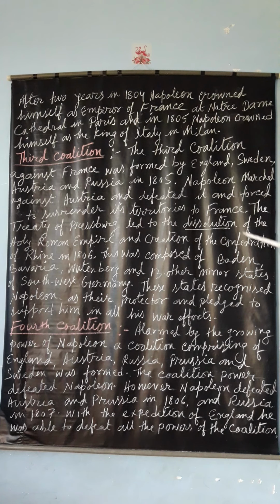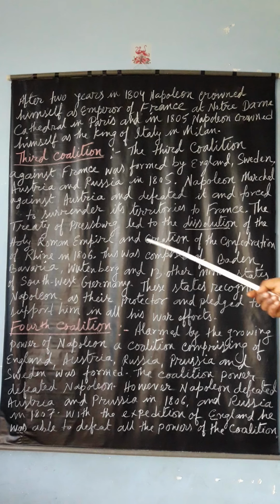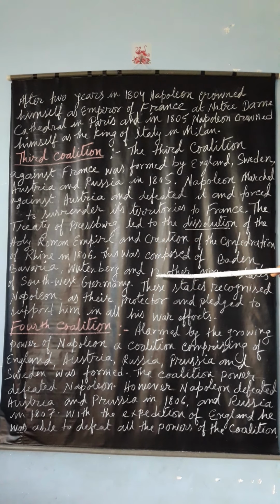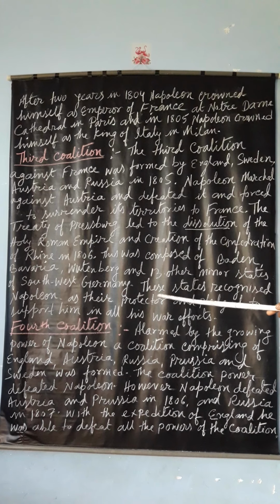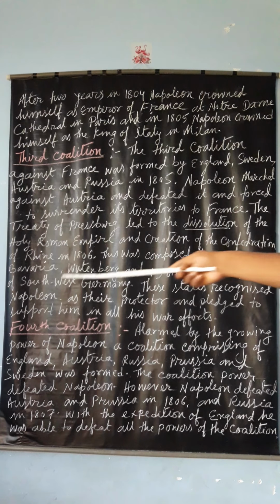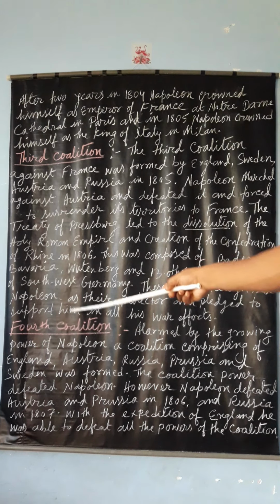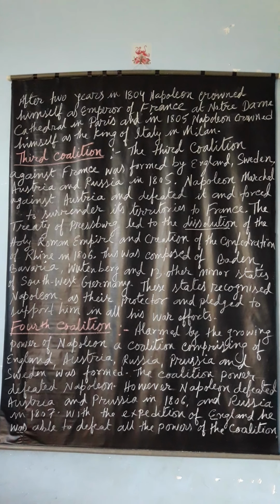What is this confederation? It was composed of Baden, Bavaria, Württemberg and 13 other minor states. These states recognized Napoleon or France as their protector from other invasions, and they pledged to support him in all his war efforts.